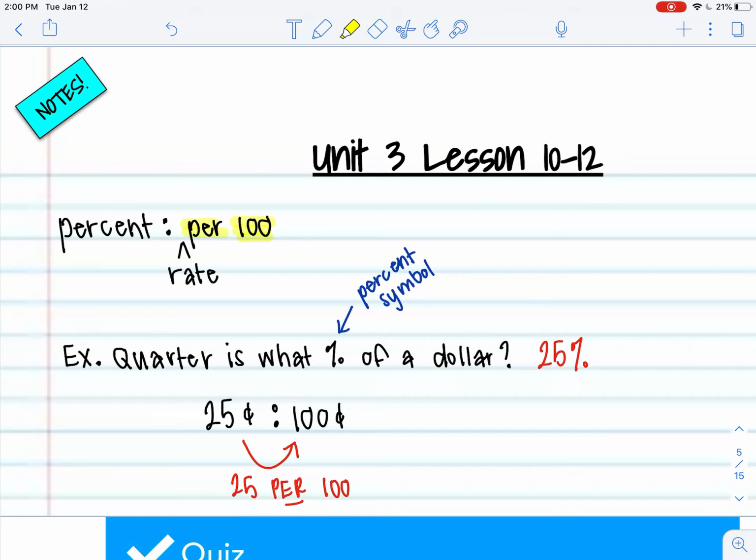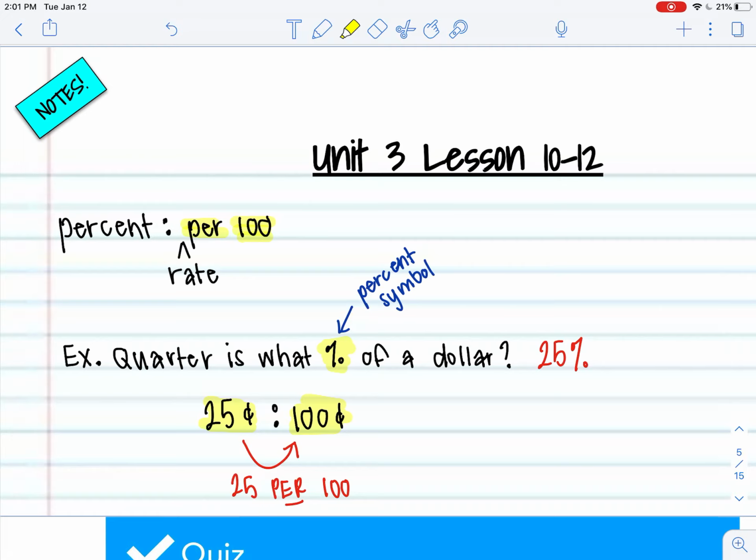So for example, a quarter is what percent, this is the percent symbol here, of $1. It's 25% because there are 25 cents per 100 cents. And finding the percentage of $1 is simple because there are 100 cents in $1.